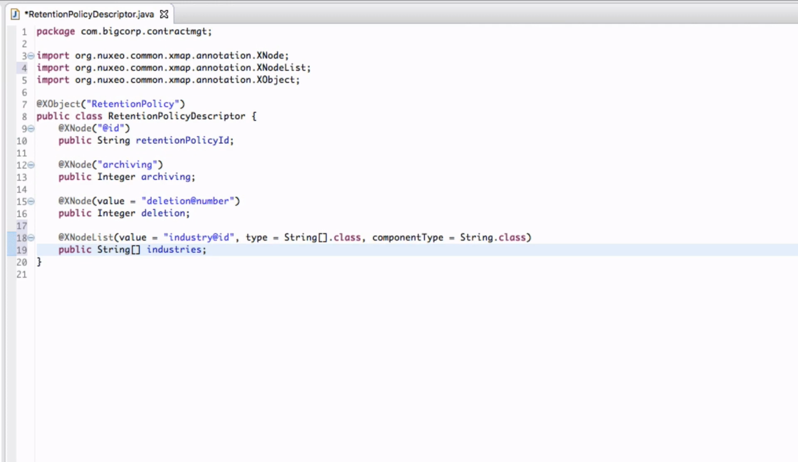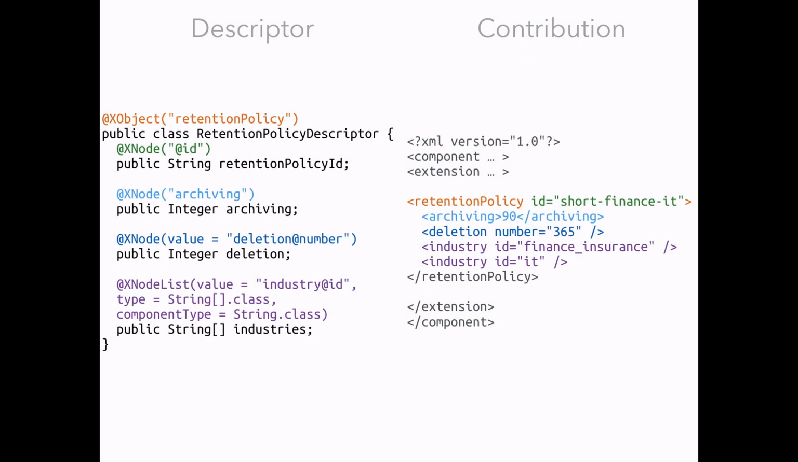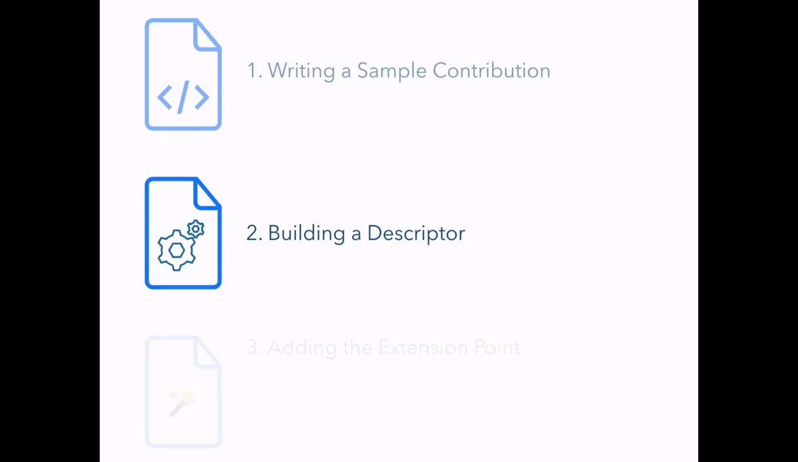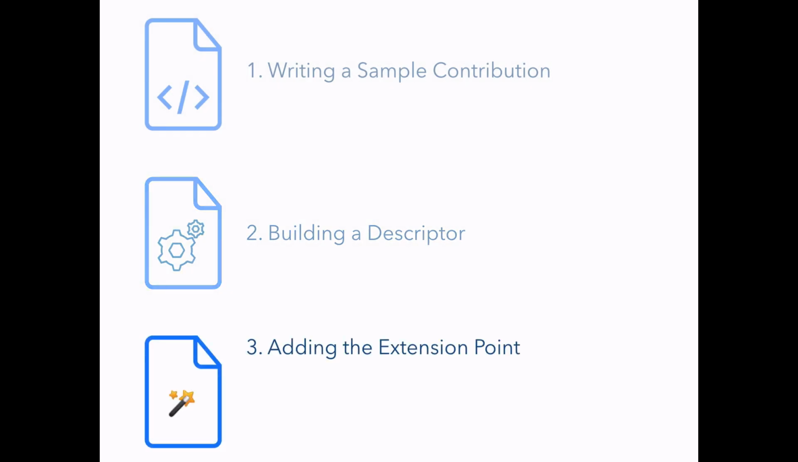And that's it. Let's have a look at the final result and the corresponding mapping. There are plenty of other mapping possibilities using XMap Annotations. Feel free to have a look at their source code for more information. Now that our descriptor is ready, the next thing to do is add the extension point to the service.